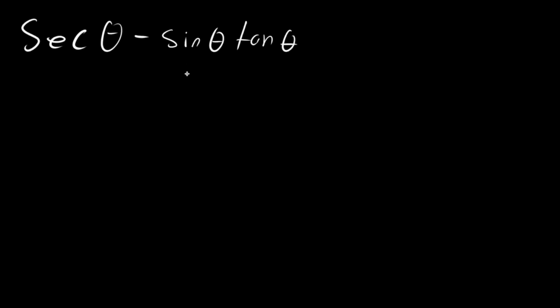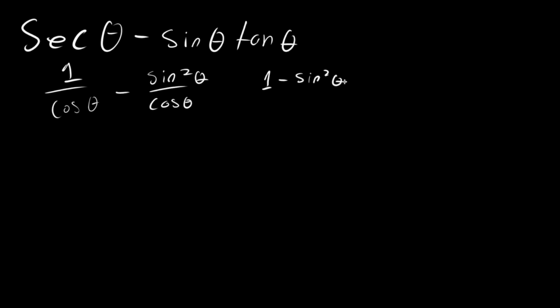Very simple. Now, here we have a secant, a tangent, so we're just going to get everything in terms of sine and cosine. Sine theta times tangent is going to be sine squared over cosine. And these have like terms at the denominator, so we can combine these as 1 minus sine squared theta over cosine, sorry, not squared, we're not squaring this one.